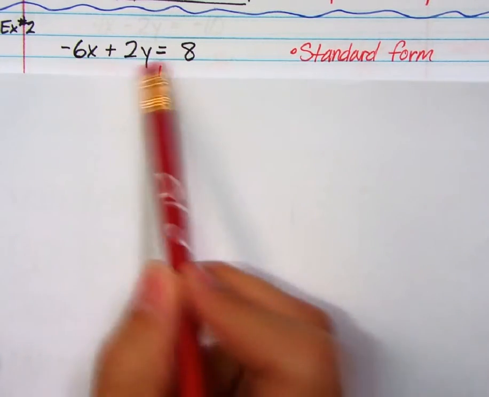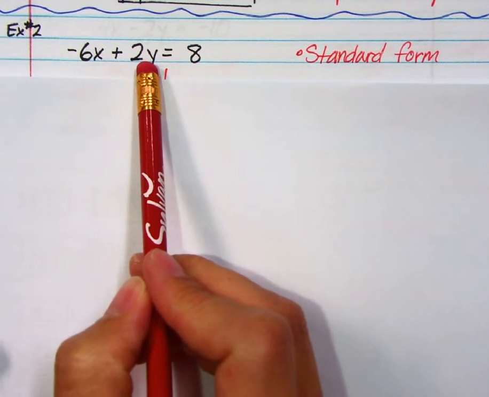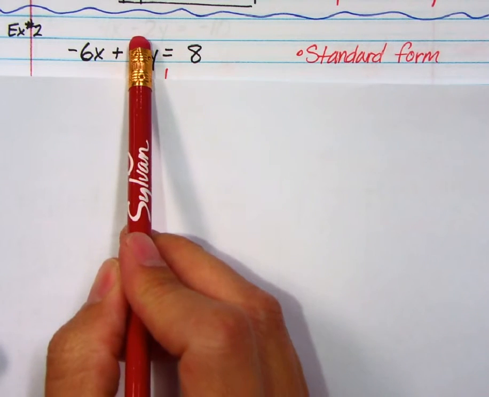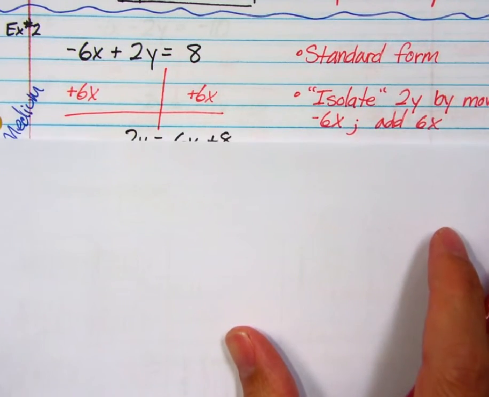Oh, once again, I have standard form. Okay, x and y, same side, no fractions. And I want to get y by itself. So this one's going to be a medium one because I've got to do two things. So first thing I do is, you guessed it, get rid of this -6x. I add 6x to both sides.